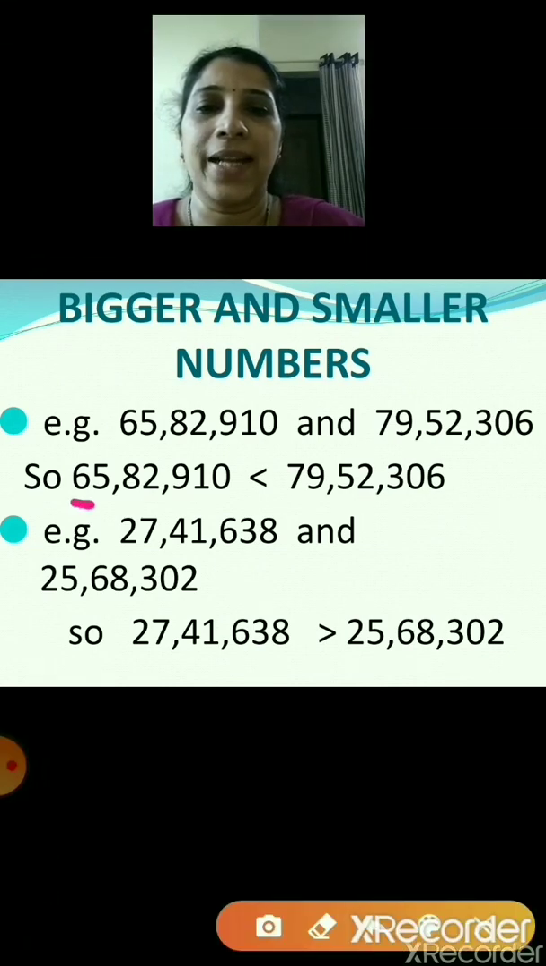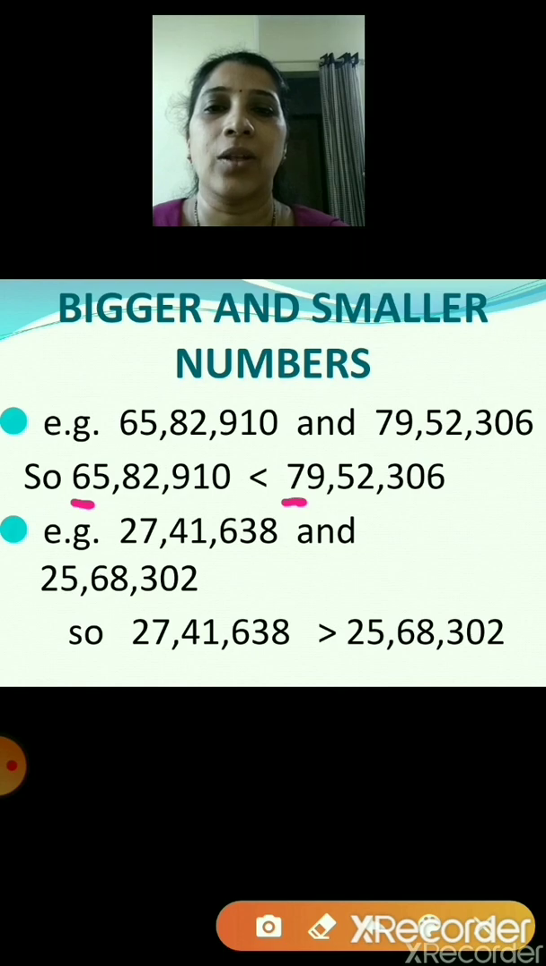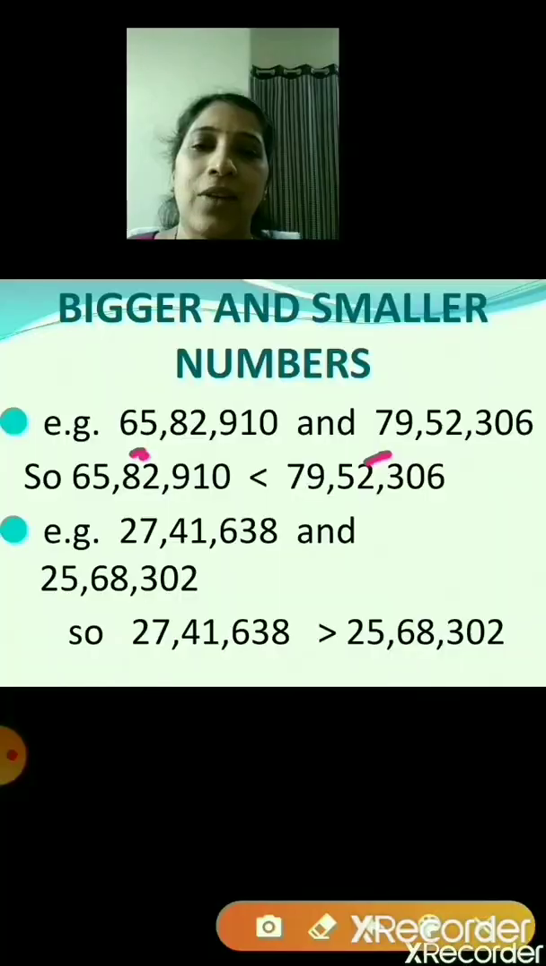And on the right hand side it is 7. So 6 is smaller than 7. So 65,82,910 is smaller than 79,52,306. One more example.